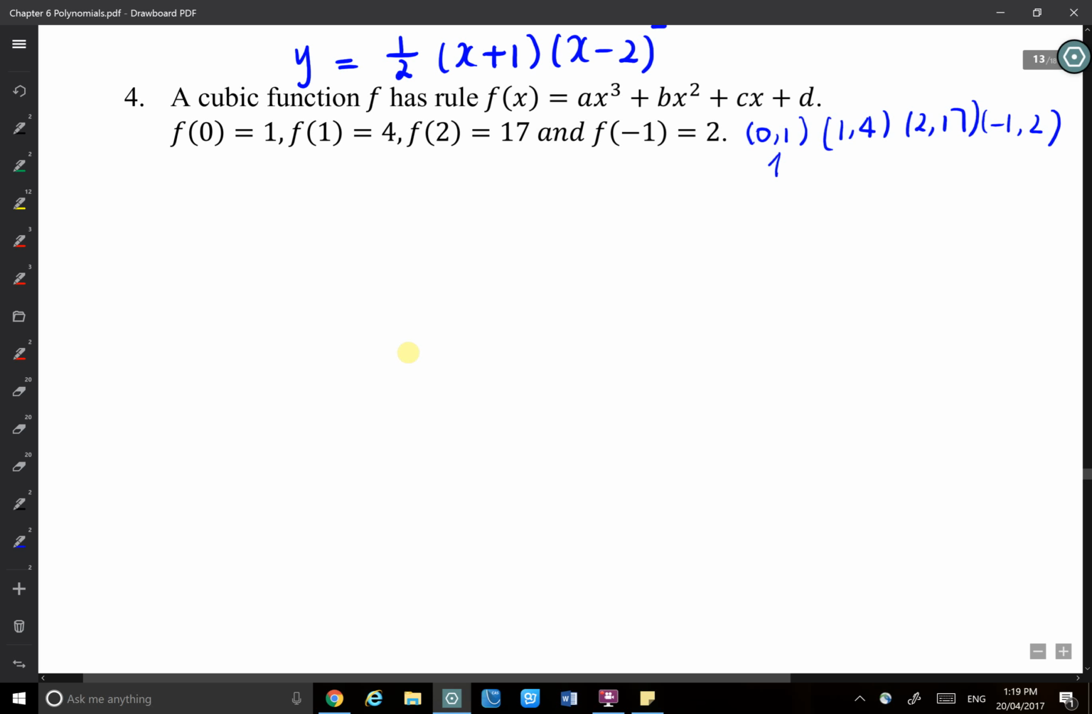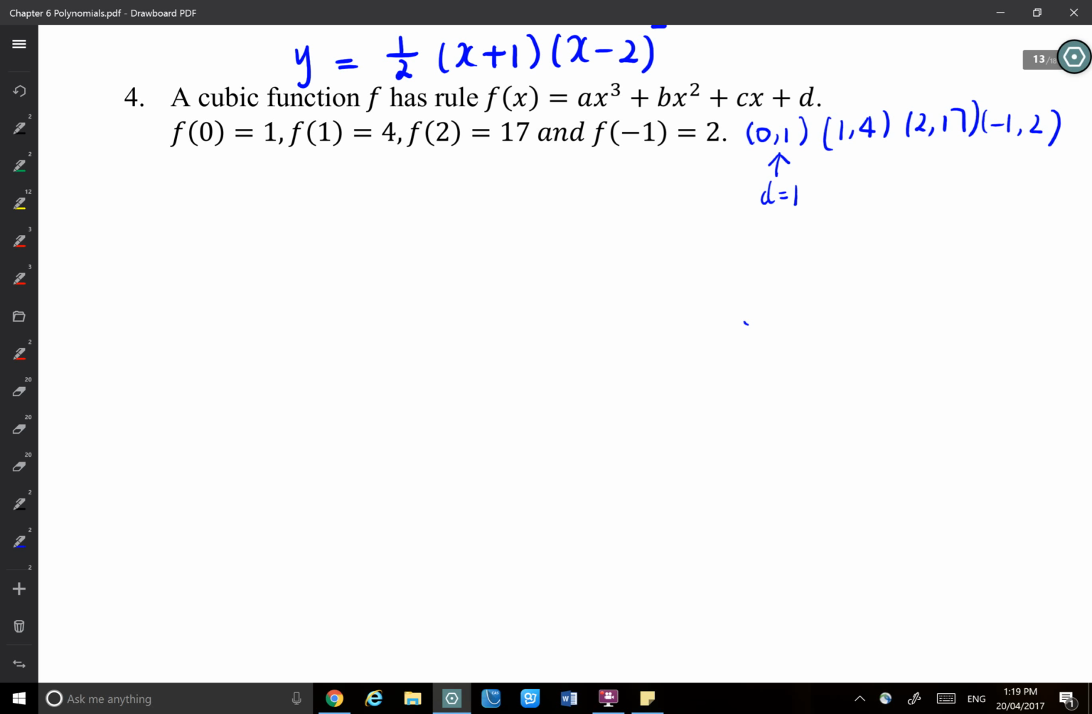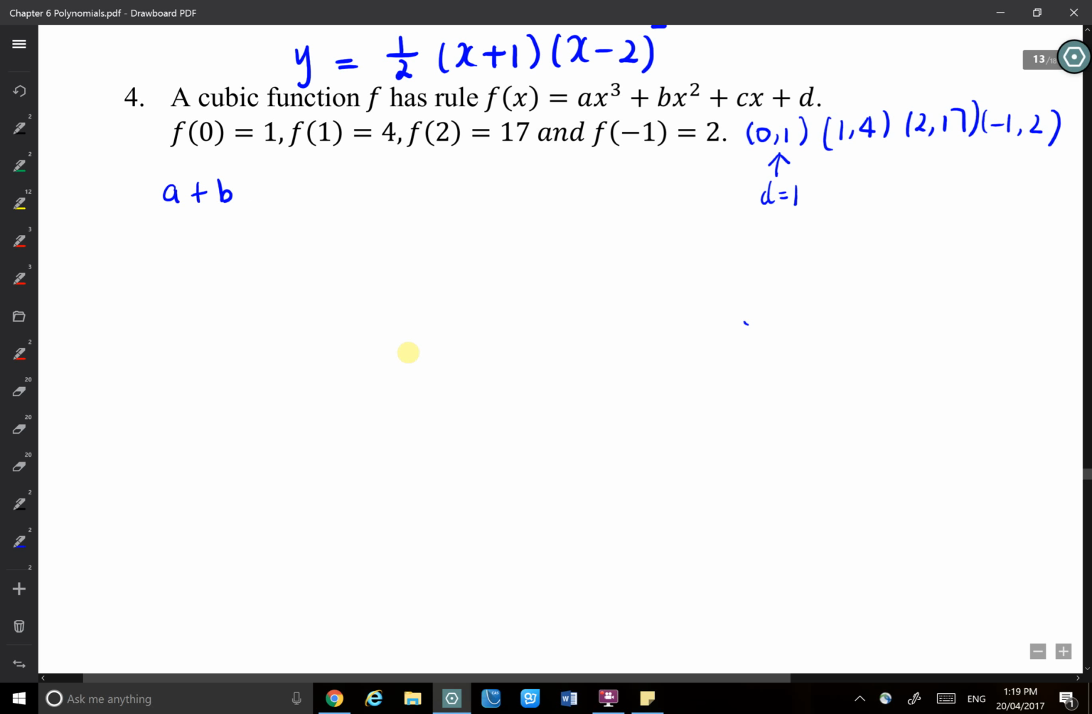But for the first condition, when x equals 0, y equals 1, that will give you d equals 1. Okay, that can give you d equals 1. So it can reduce it to 3 simultaneous equations. So when x equals 1, you have a plus b plus c plus 1 equals 4. Don't write d, d gives you 1. And this can be reduced to a plus b plus c equals 3.